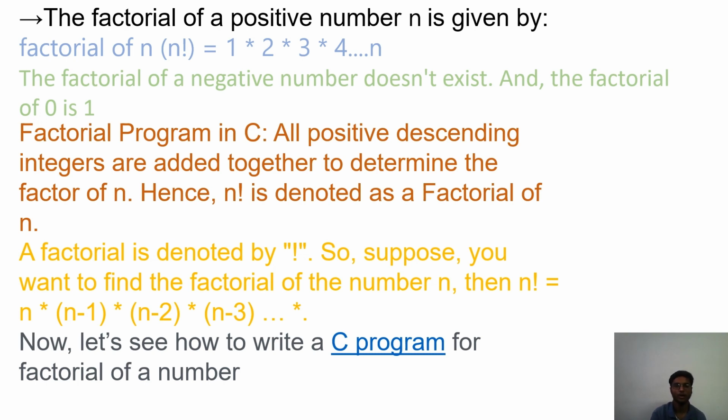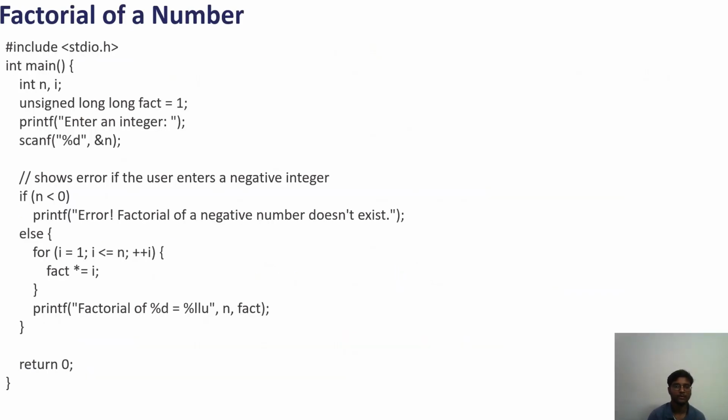Now, let's see how to write the C program for the factorial of a number. #include <stdio.h> is a preprocessor command. int main, open the curly bracket, int n, i; unsigned long fact = 1; printf("Enter an integer"); scanf("%d", &n). It shows an error if the user enters a negative integer, that is, if n is less than 0: printf("Error! Factorial of a negative number doesn't exist.")